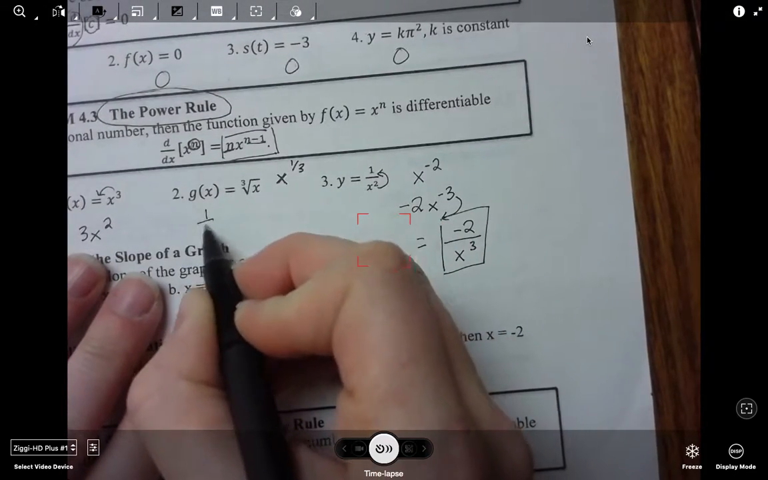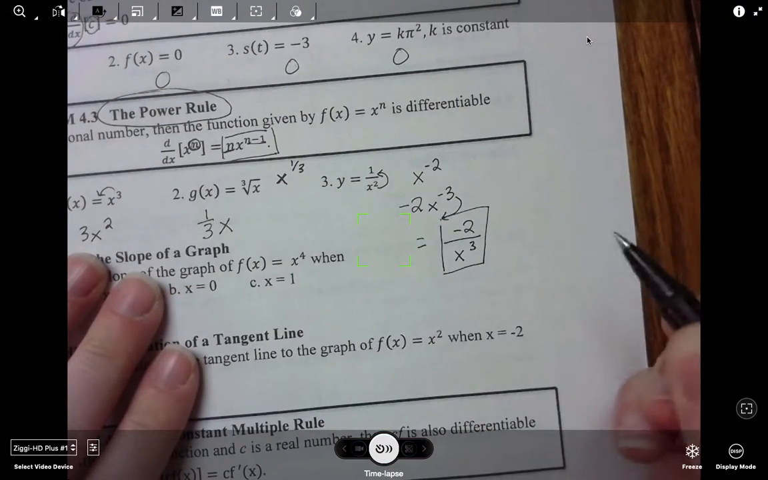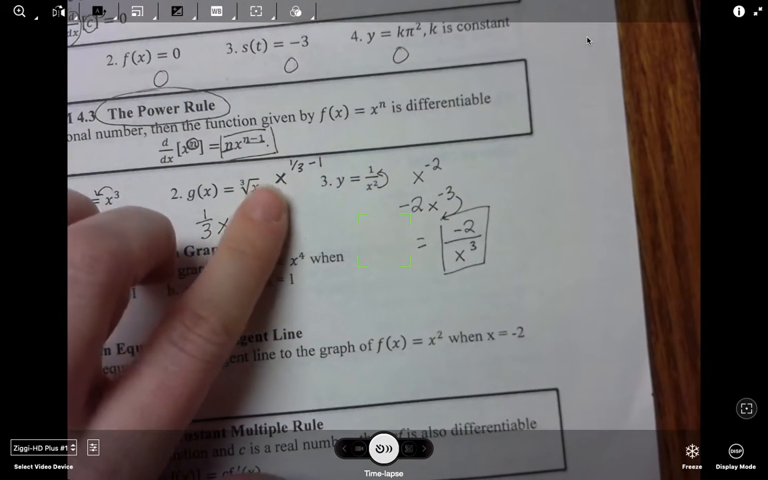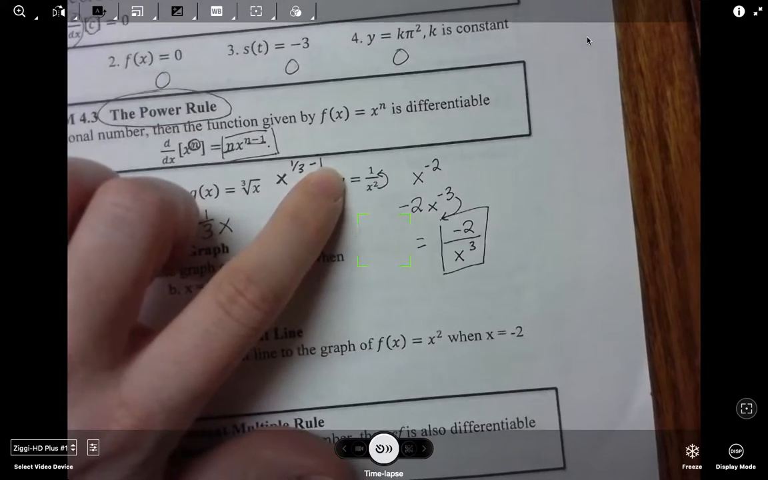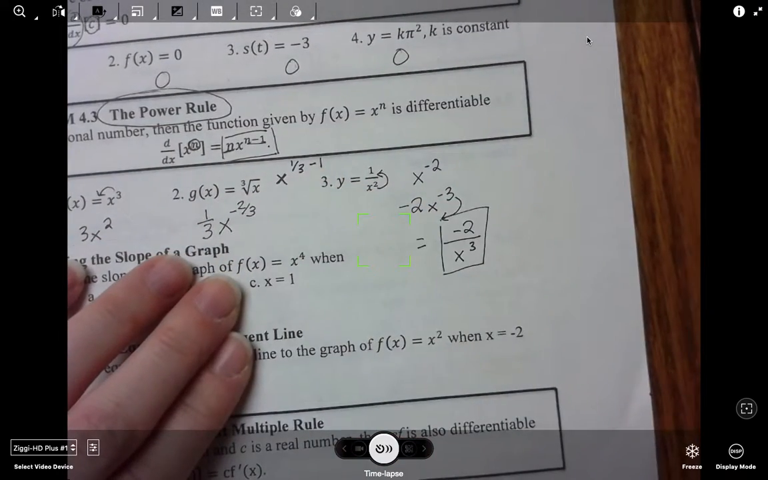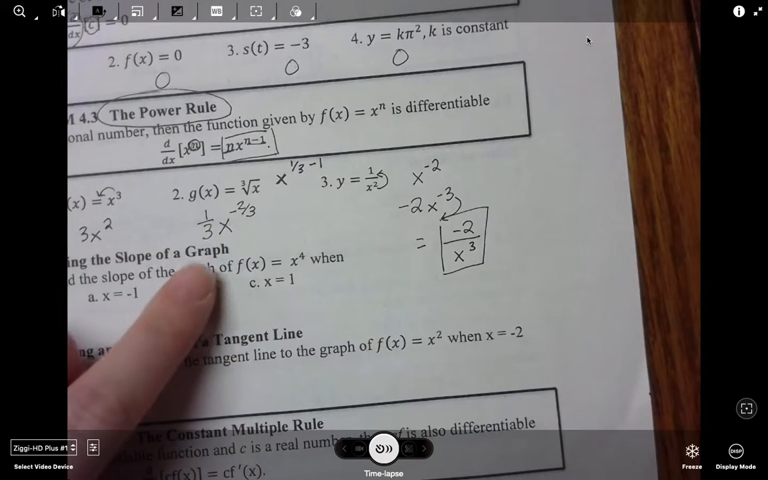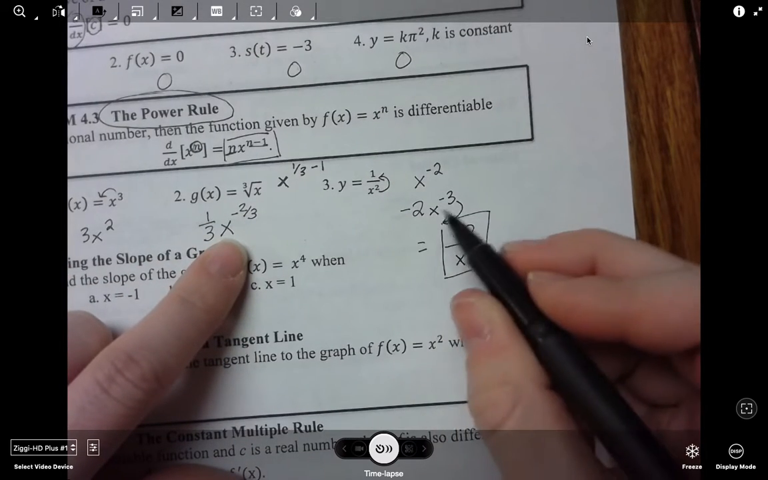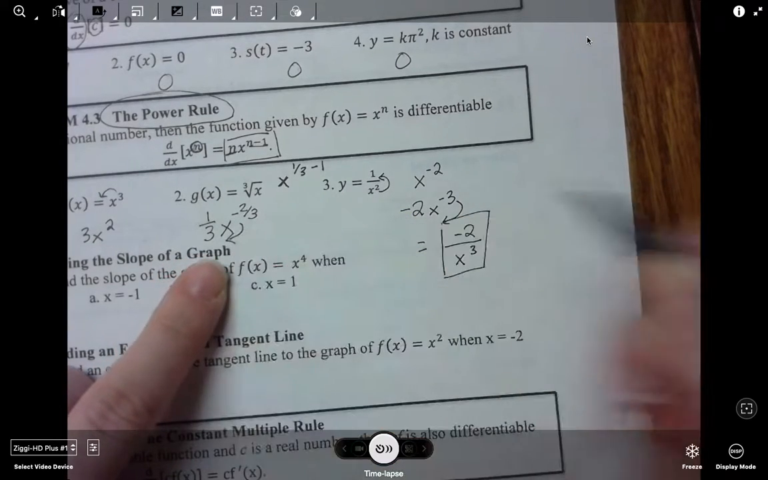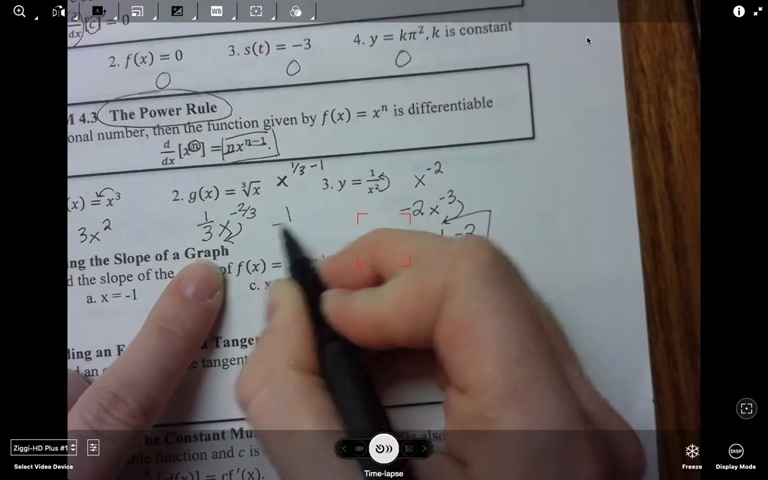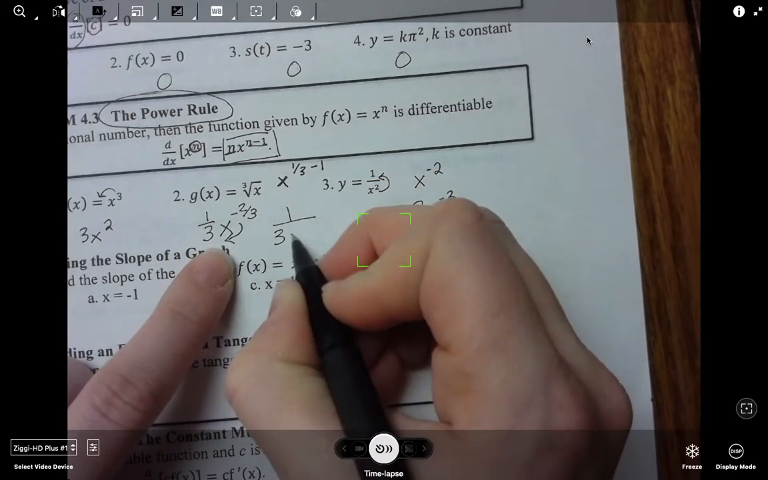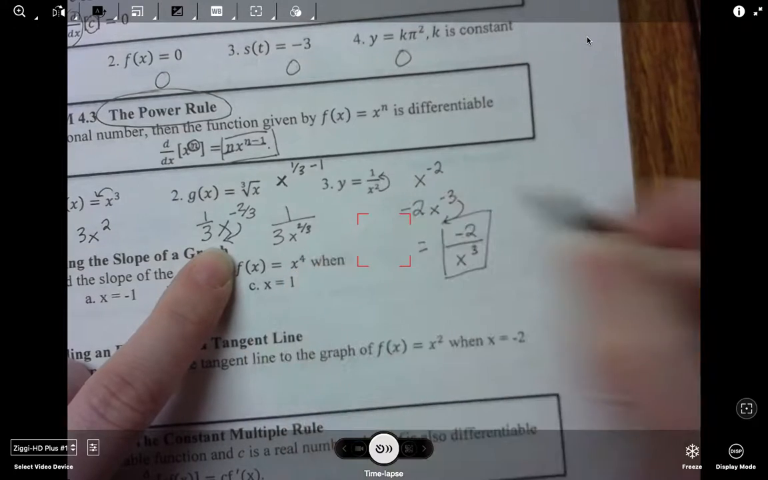So I'm going to move the 1/3 down in front. I leave the x, and then I'm going to subtract 1 from the exponent. So 1/3 minus 1 is going to be now x to the negative 2/3 power. Okay. Now, just like we did over here in this example, I want to make that a positive 2/3 power, so I'm going to bump it down to the bottom. It is now going to be joined with the 3. And since it's down at the bottom, it will now be positive 2/3 power.